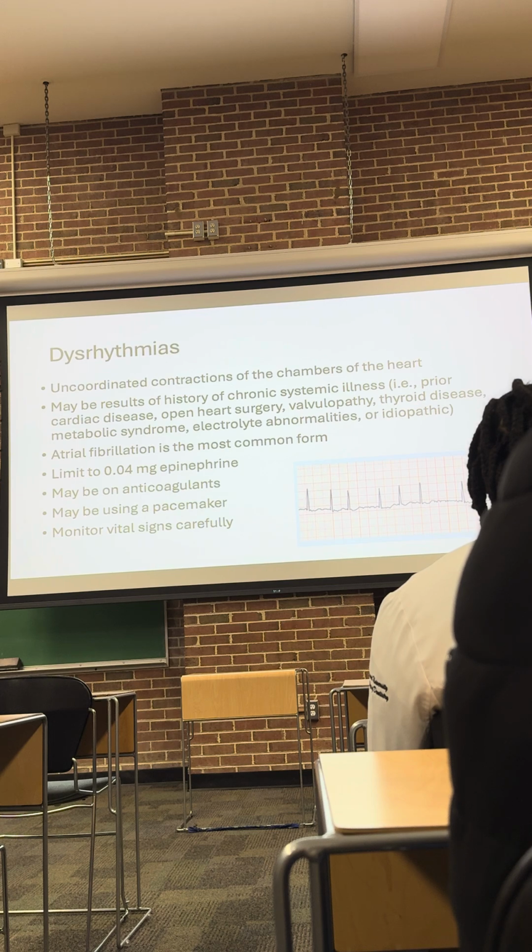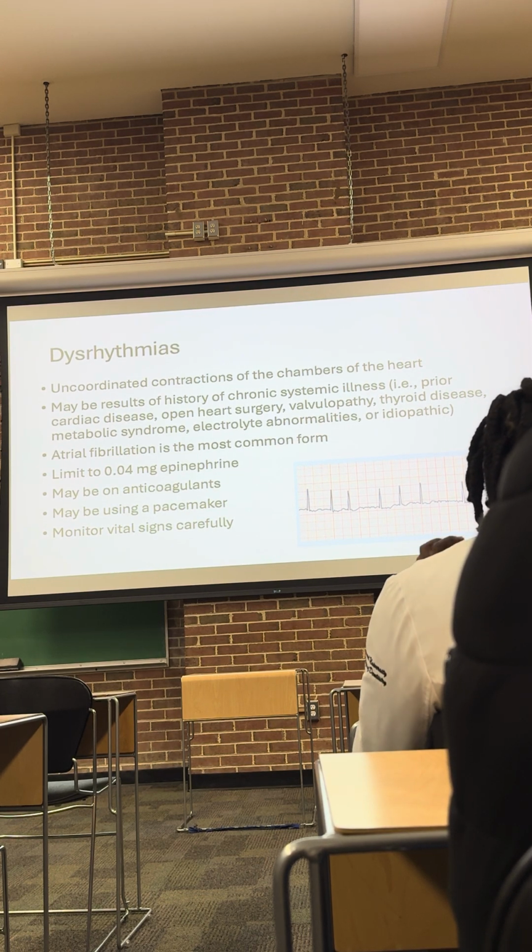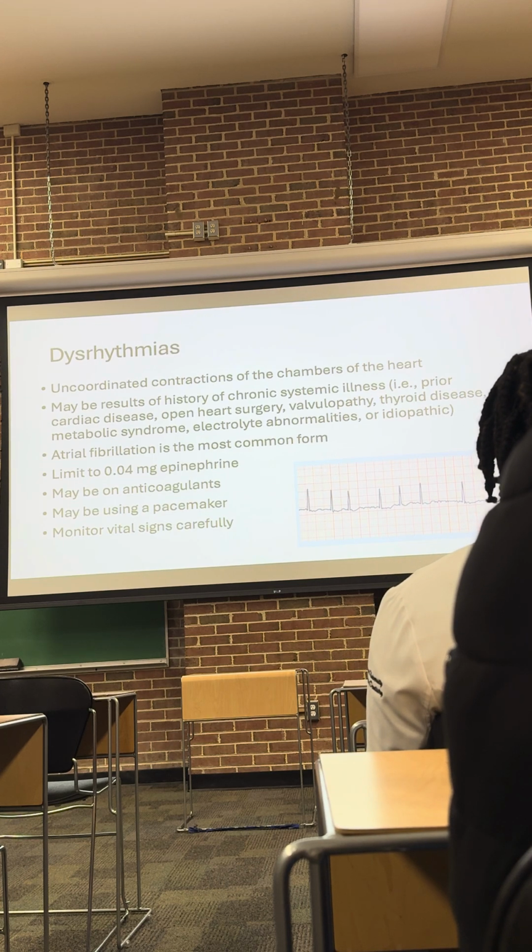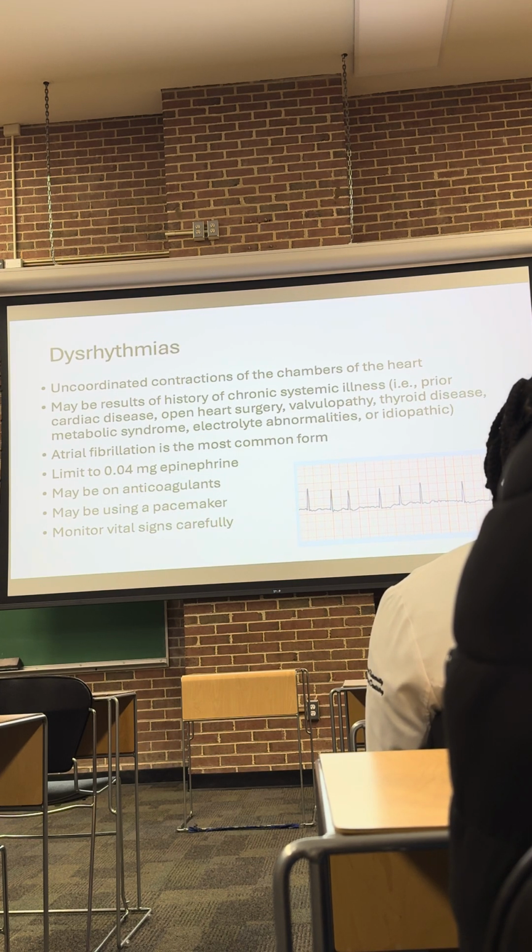So arrhythmias, these are when there's uncoordinated contractions of the heart. This could be due to many reasons, prior cardiac disease, open heart surgery. Atrial fibrillation is the most common form. So you want to make sure, again, with these patients that you have a better understanding of what medications they're taking. So again, are you on any type of anticoagulant? Most patients might not understand that, so you can ask them, are you on any type of blood thinner? Anything that they told you need to take for your blood.